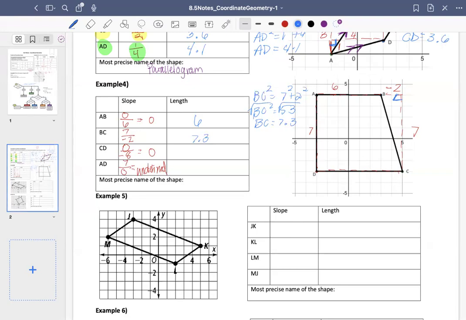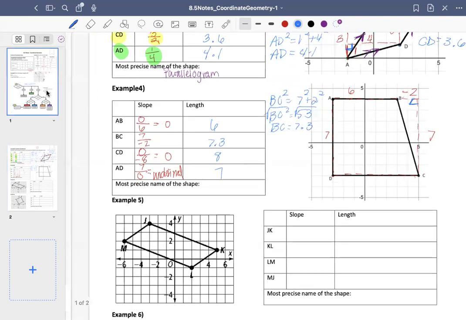Let's look at CD. CD also does not have a rise. So we're just looking at the run length, which was 8. So that's the length of the side. And then we do AD. AD did not have a run. So to find the length, we're only going to be looking at that rise measurement. And that was 7. Okay. So let's go back to the chart.